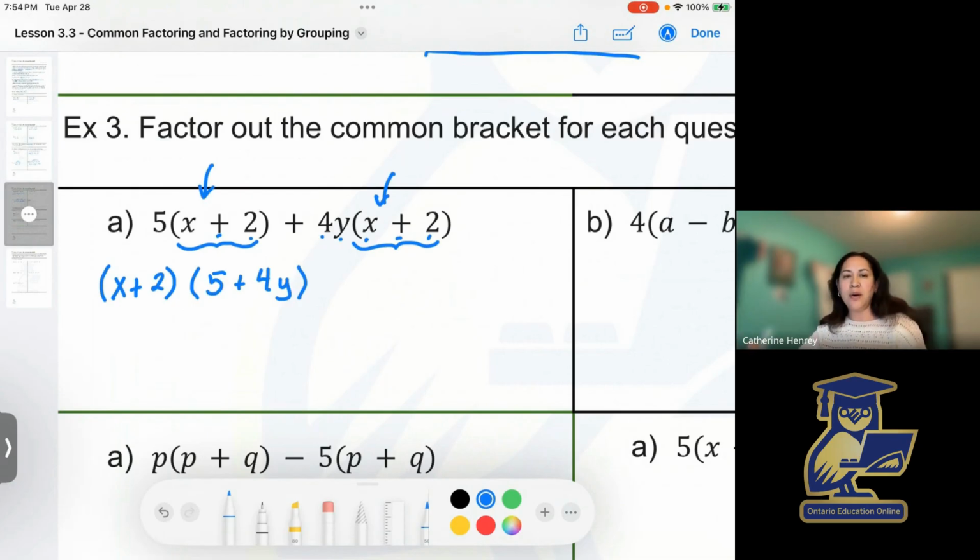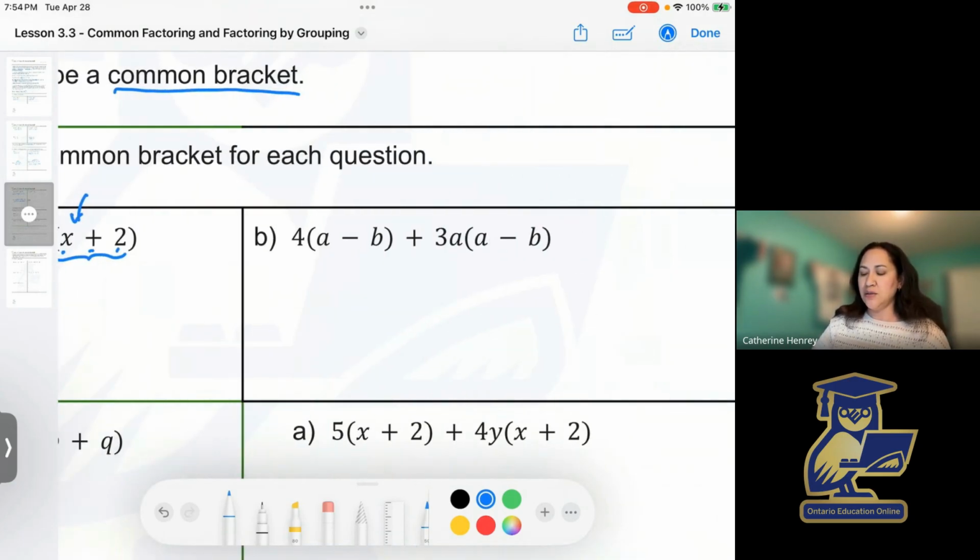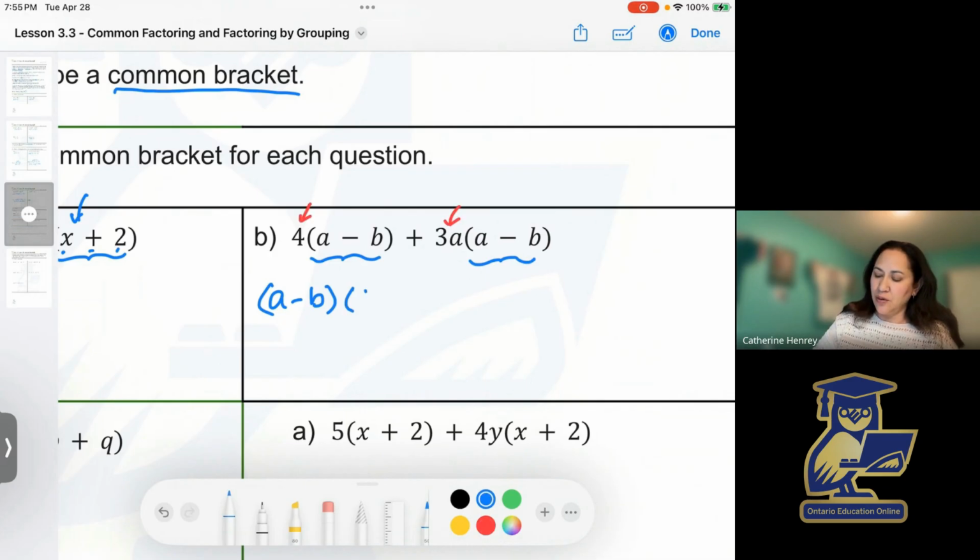So this is what I mean by a common bracket. It's not necessarily just one letter or just one number, but it's a combination inside the brackets that are the same, and it allows you to factor out the bracket. Let's do a couple more examples. So for b, I have 4 times (a minus b) plus 3a times (a minus b), and we see that the bracket of a minus b is the same, so we can factor that out. And then what do we have left behind? We have this 4, and we have positive 3a. So we're left with 4 plus 3a.